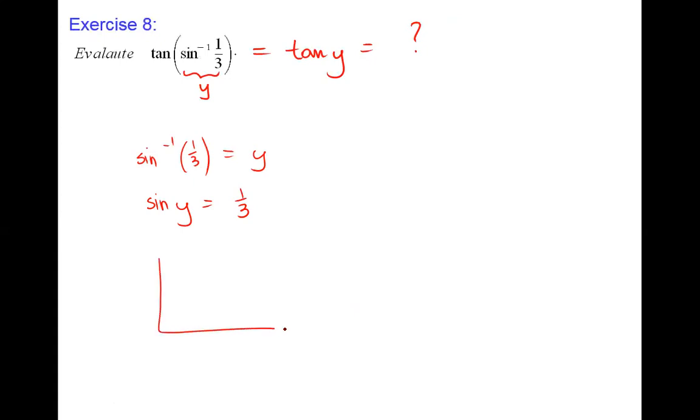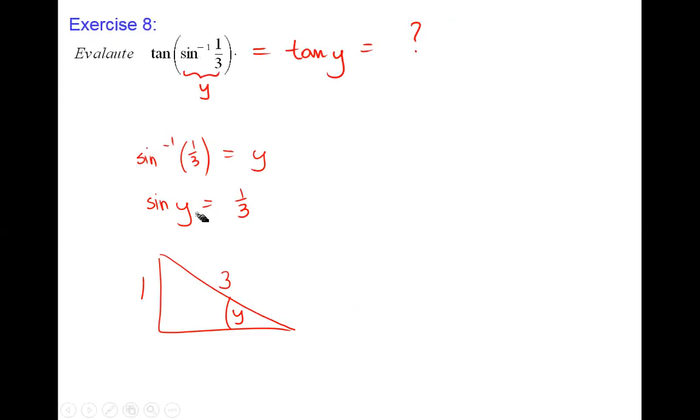That means I'm drawing the right triangle as a tool, indicating angle y. And now, please tell me, if sine of y is 1/3, we know that the sine ratio in the right triangle is opposite over hypotenuse. What is the length of the opposite side? 1, thank you. And what's the length of the hypotenuse? It's of course 3. Thank you very much.